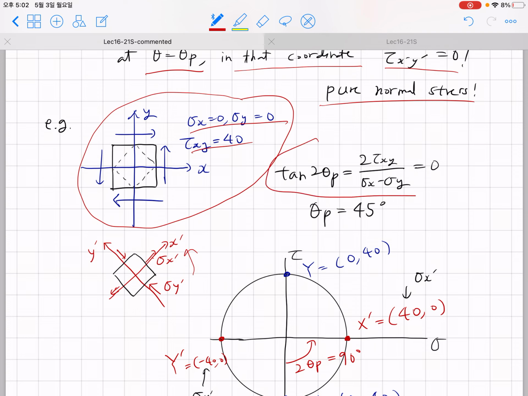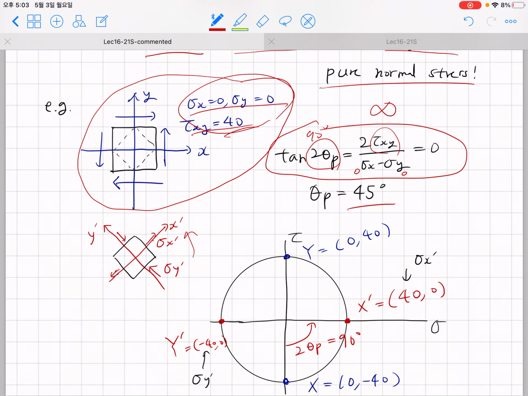First of all, plug in 0, 0 for sigma x and sigma y, and tau xy equals 40. The denominator must be 0, so tan 2 theta p becomes infinity when theta p equals 45 degrees, or 2 theta p becomes 90 degrees. So you can find the angle using this equation, or starting from the Mohr circle, you can also find the answer. As I told you, you need three numbers, x, y, and O.